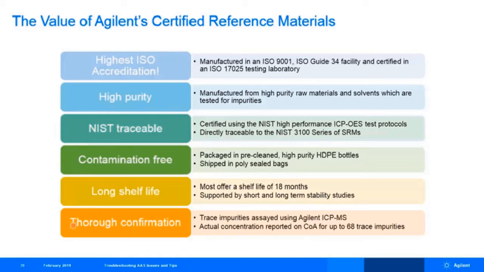Now, confirmation of the results is also important. So, of course, all the Agilent standards are supplied with a certificate of analysis that shows the actual concentration of the standard, as well as the potential impurities that are listed for up to 68 different elements. So you can be sure that the Agilent standards will give you the performance that you're looking for. And of course, they also provide a long shelf life, which means that you're able to, again, reduce the cost of your analyses in your laboratory.